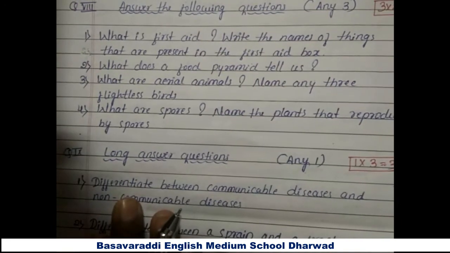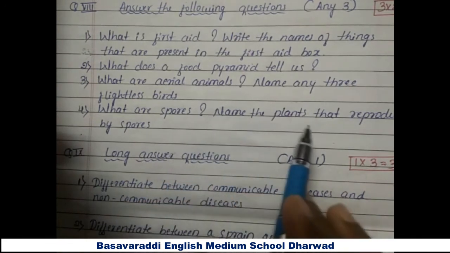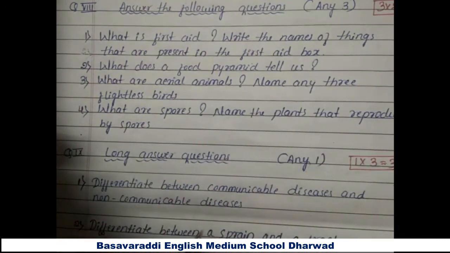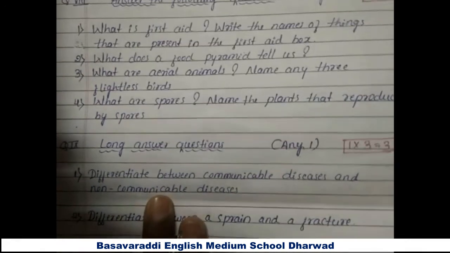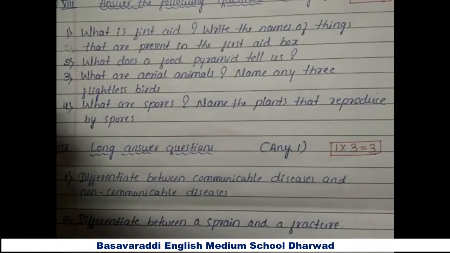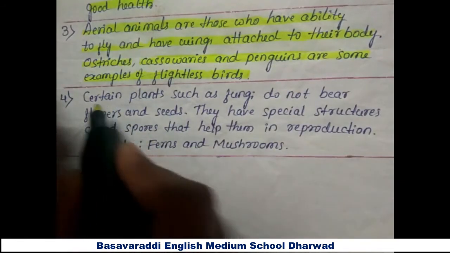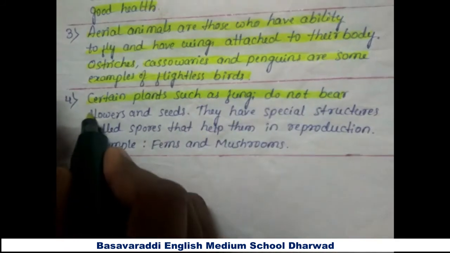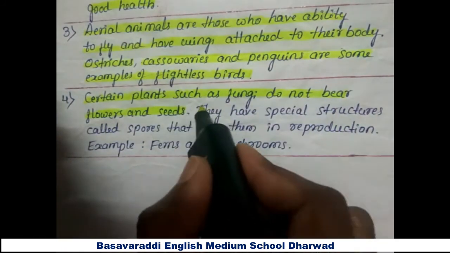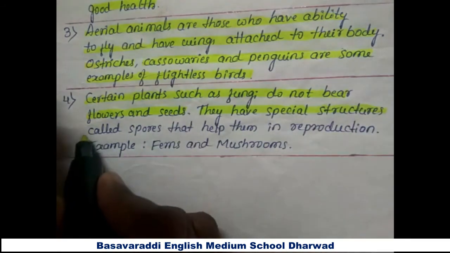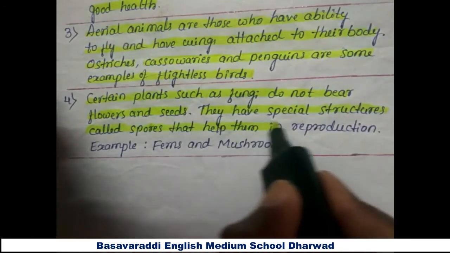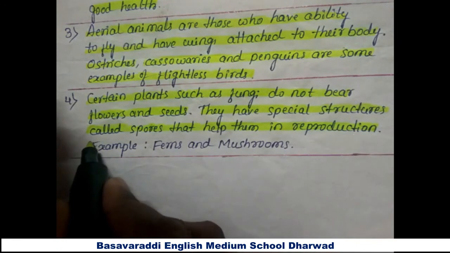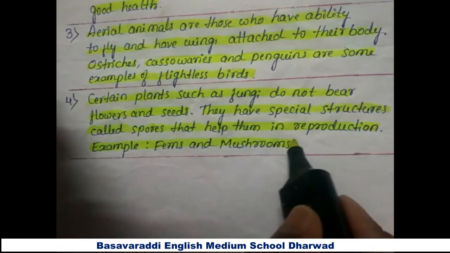Fourth question, what are spores? Name the plants that reproduce by spores. Answer. Certain plants such as fungi do not bear flowers and seeds. They have special structures called spores that help them in reproduction. For example, ferns and mushrooms.